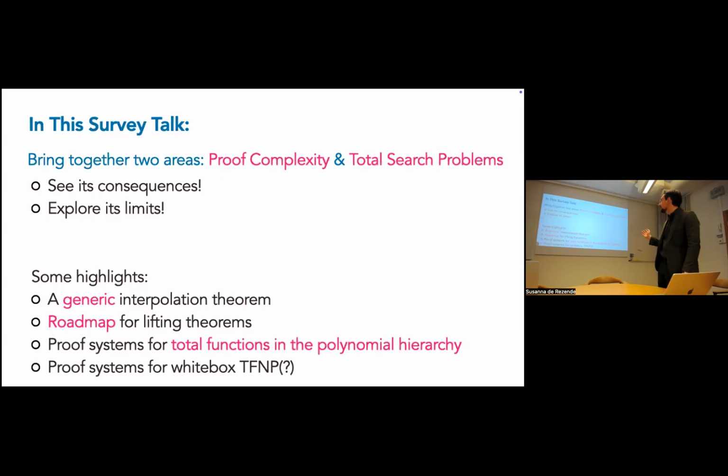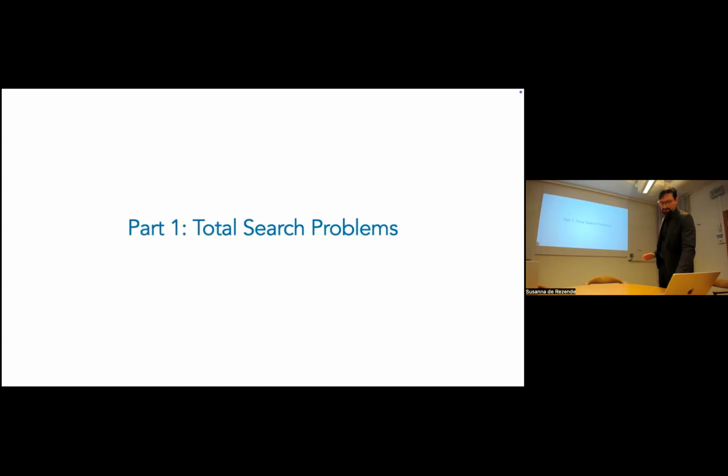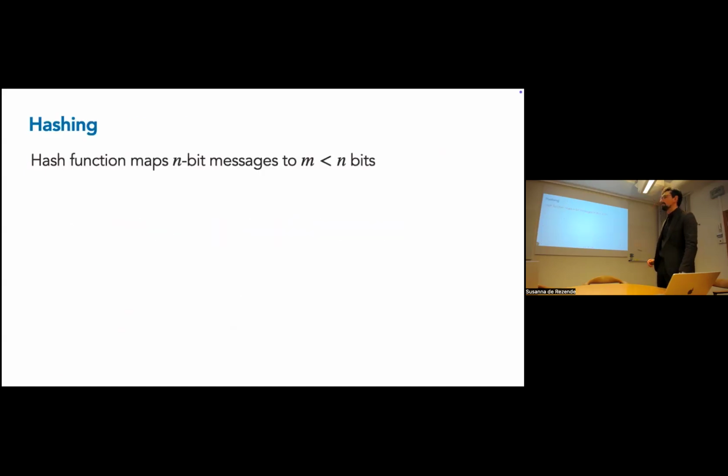Okay, so in this talk, we're going to bring together two areas, proof complexity and total search problems. We'll see its consequences, explore its limits, and some cool things we'll see from it are a generic interpolation theorem, roadmaps for lifting theorems, proof systems for total functions in the polynomial hierarchy, and maybe a little bit on how we can connect to white box TFNP if we have time. Okay, so we'll start off with total search problems.